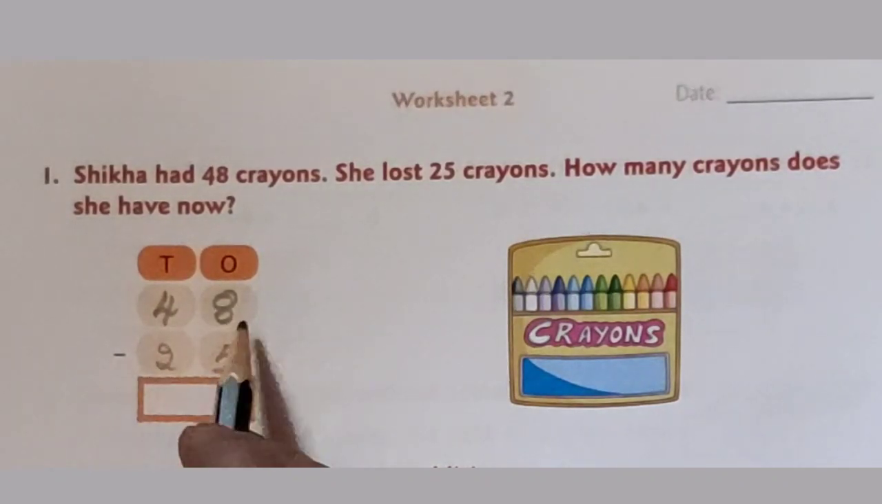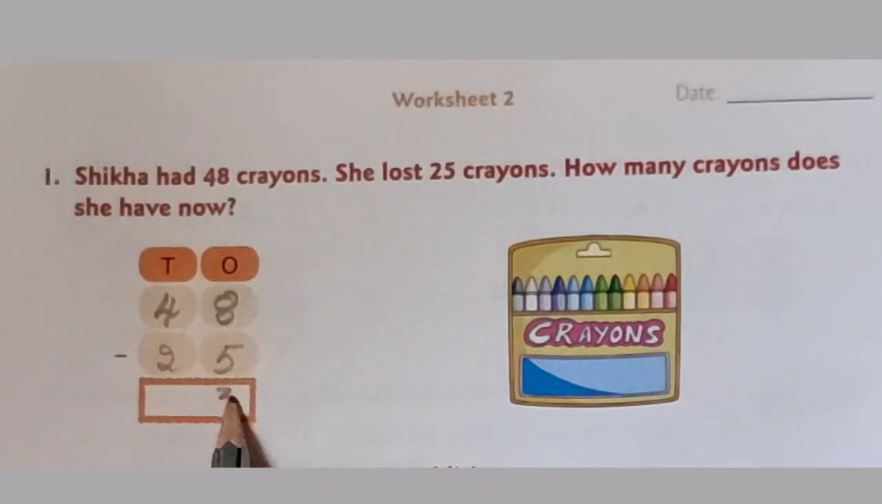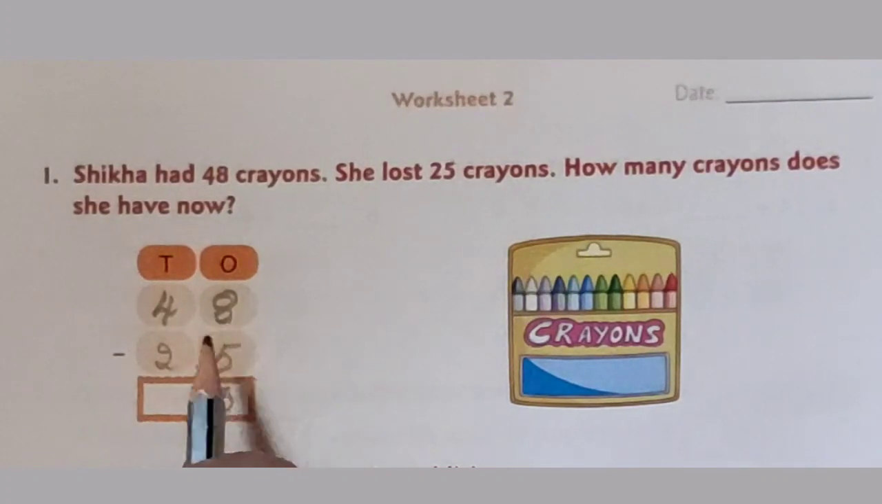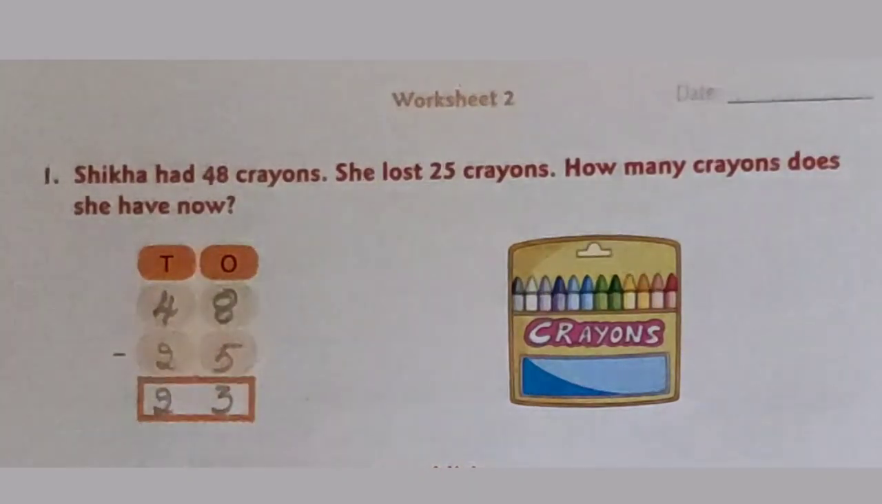Now you do subtraction. 8 minus 5 is 3. Write down 3 in the ones place. 4 minus 2 is 2. So the difference is 23.